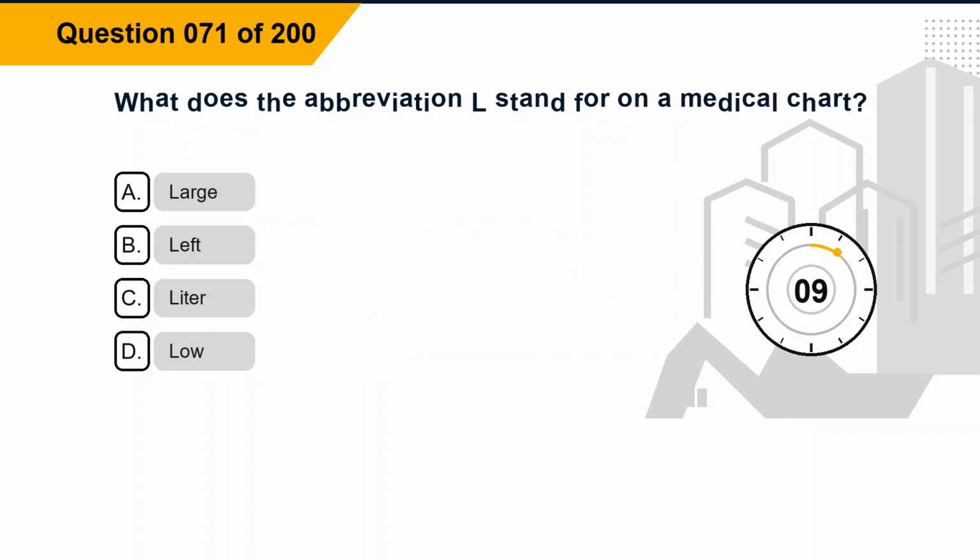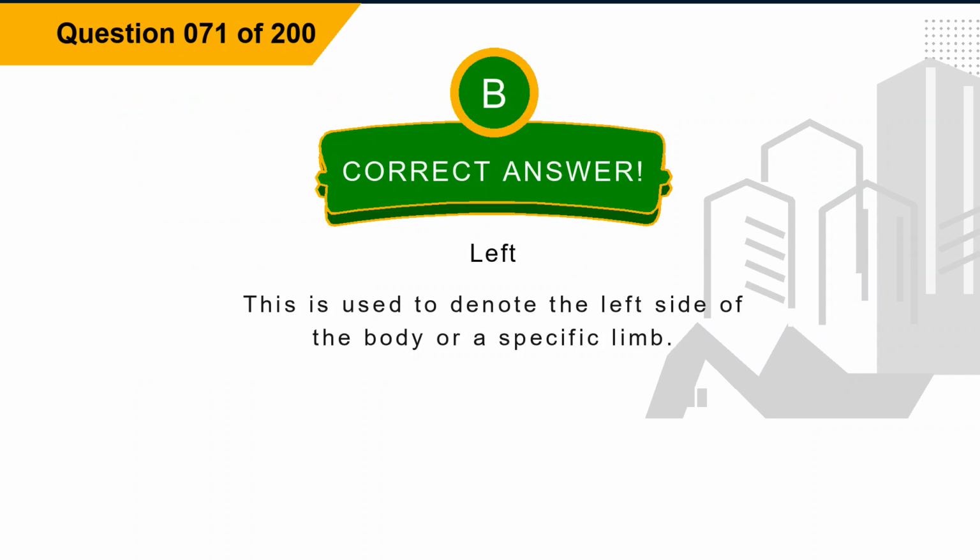Question 71. What does the abbreviation L stand for on a medical chart? Option A, large. Option B, left. Option C, leader. Option D, low. The correct answer is option B, left. Explanation. This is used to denote the left side of the body or a specific limb.